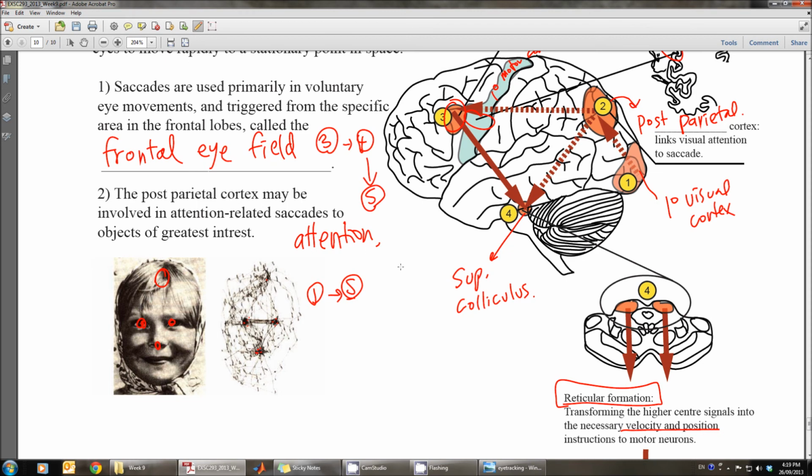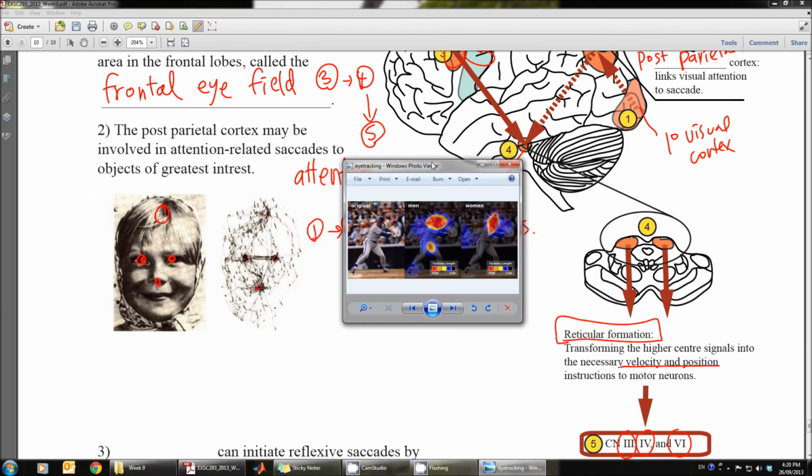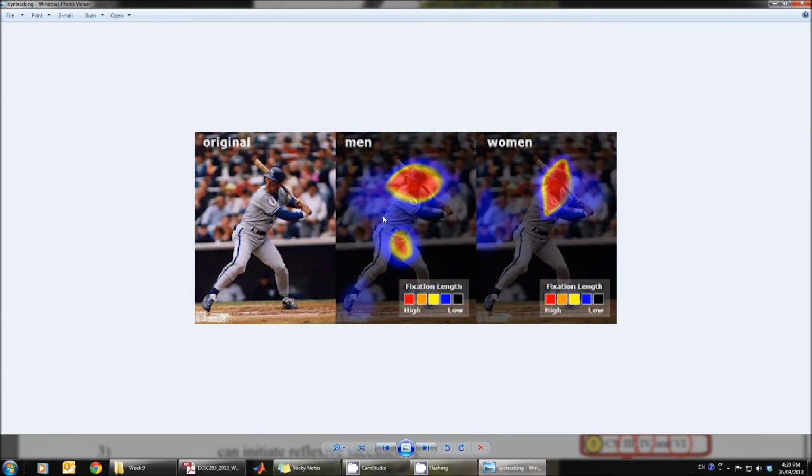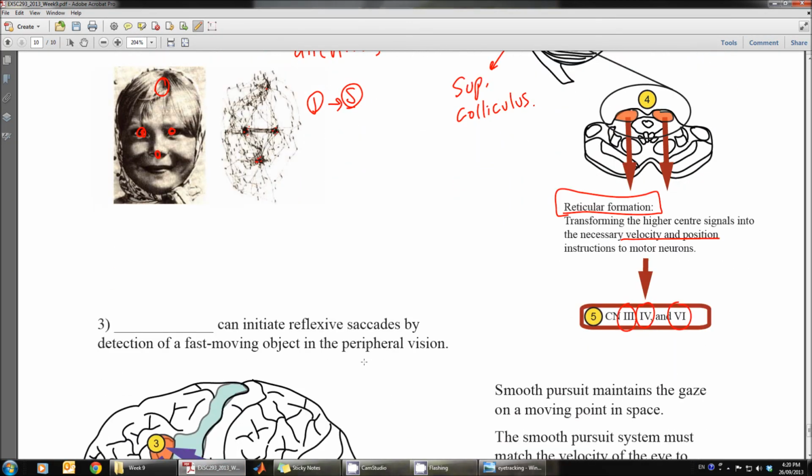attention-related gaze control. The other example of this attention-related gaze control is the difference between male and female gaze pattern, just for your interest. So the red area indicates the high gaze area and fixation area of the gaze, and that's subconsciously controlled. So you can see the stark difference between men and women and where they look, and that's related to this post-parietal pathway.